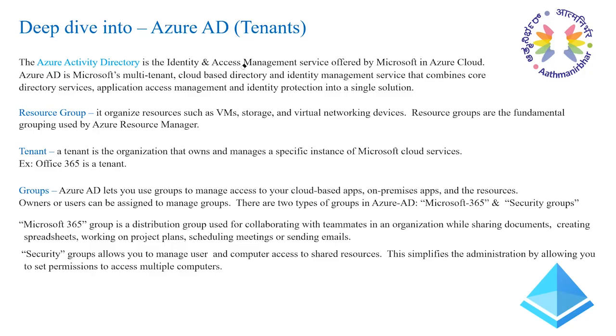And further, we have a resource group. It organizes resources such as VMs, storage, and virtual networking devices. Resource groups are the fundamental grouping used by Azure Resource Manager. So what is a resource group all about? You will create one resource like a team. Maybe there is a resource group called team lead. In an organization, there could be about 50 various teams, and maybe about 60 or 65 team leaders. Some of the teams may have more than one team leader, correct?